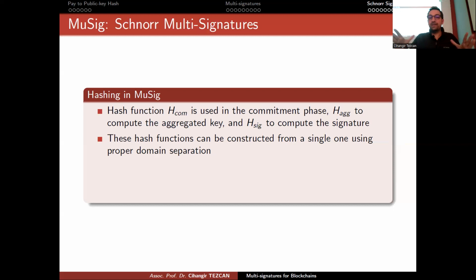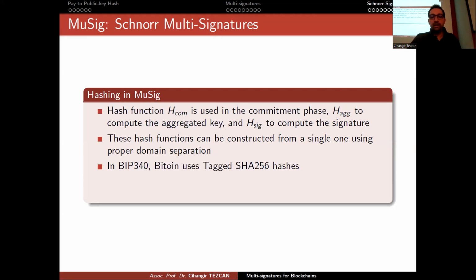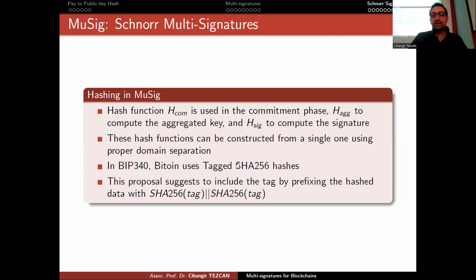And separating a domain means as follows: don't allow the same inputs to the same hash function. This way you avoid using the same domain. Okay. So in BIP 340, you can again go and read it. Bitcoin uses tagged SHA-256 hashes. So it simply uses SHA-256 for all of these three. But what it does is that depending on the property like commitments, aggregated key or signature, it puts a tag in front of it and appends it to the beginning of your message that is going to be hashed there.